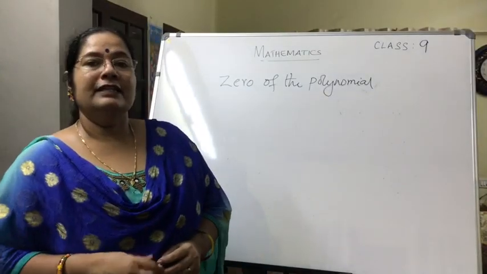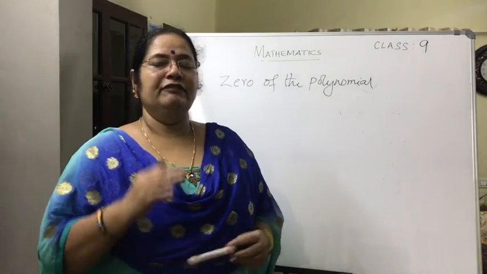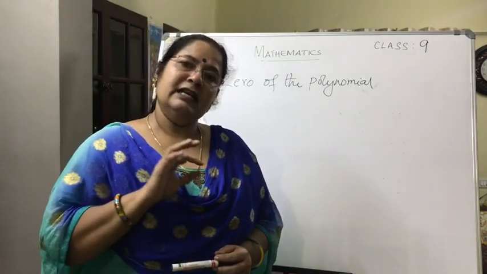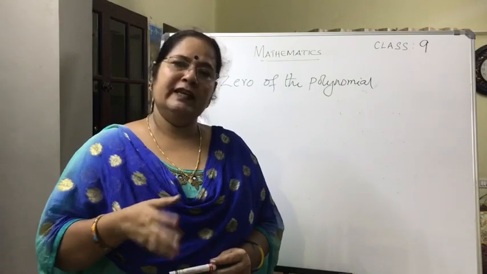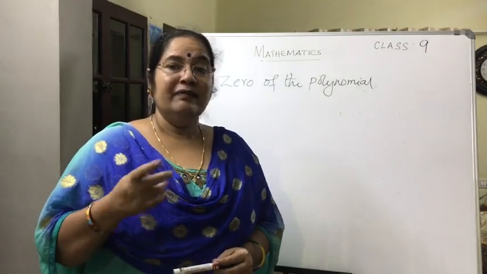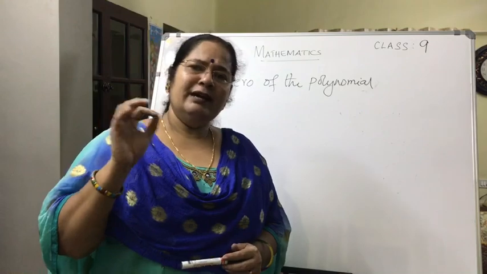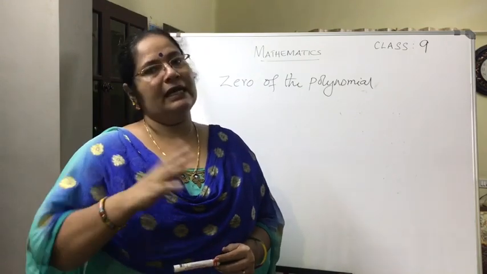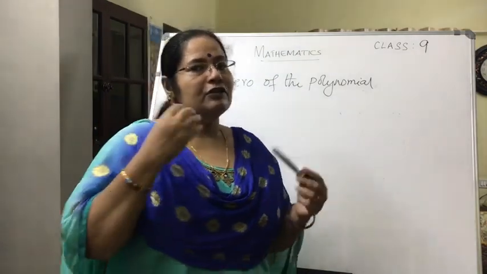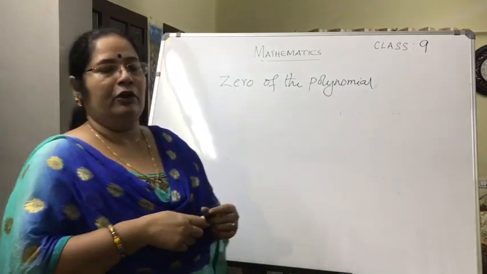Now, to find 0 of a given polynomial, for class 9, we are restricting ourselves to a linear polynomial. Most of the cases will be only linear. Linear polynomial means the degree is 1. In class 10, we will go for quadratic and all. So, here we are confining ourselves to linear polynomials.